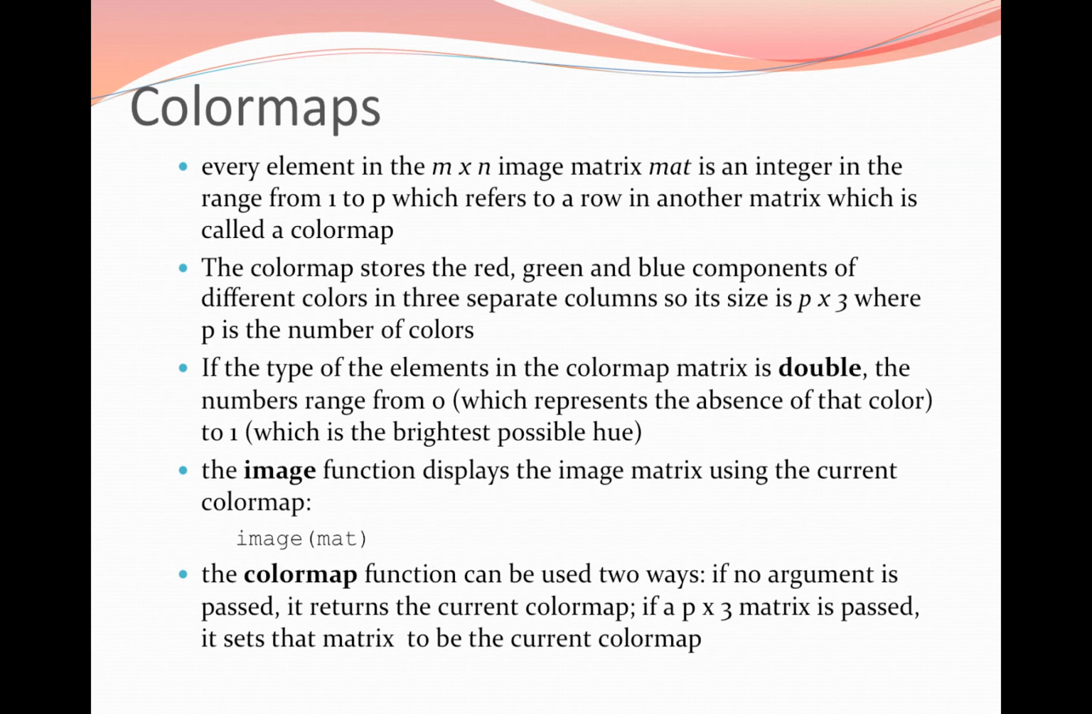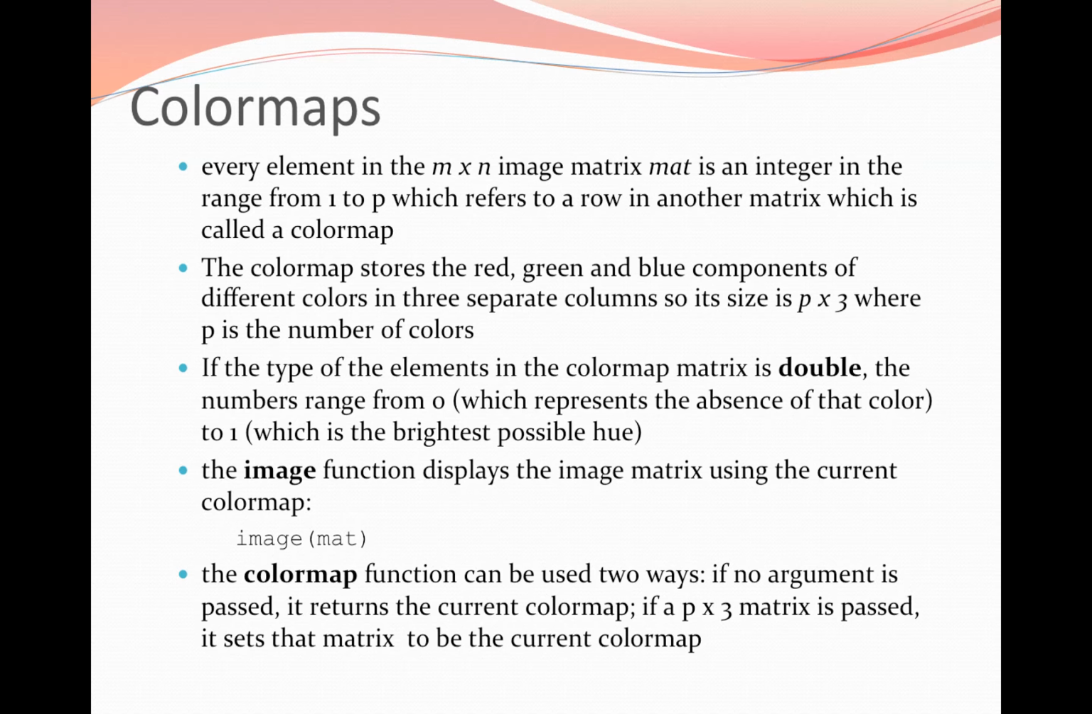If the type of elements in the color map matrix is double, the numbers range from 0, which represents the absence of that color, to 1, which is the brightest possible hue of that color. Once you have created your image matrix, the image function displays that image matrix using whatever the current color map is.